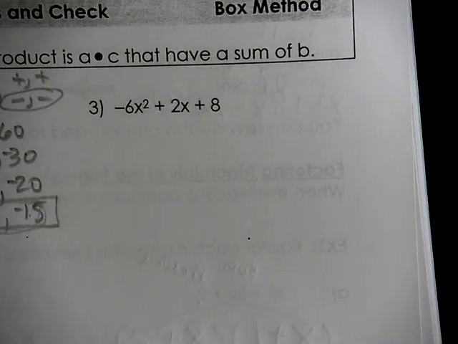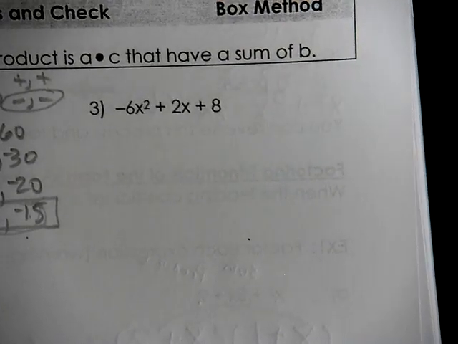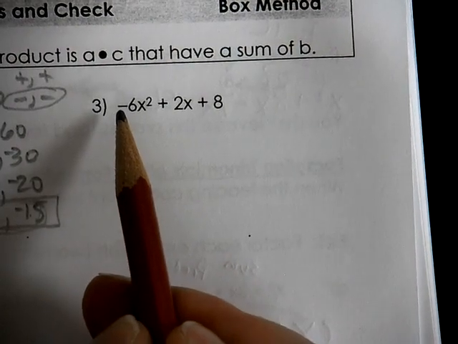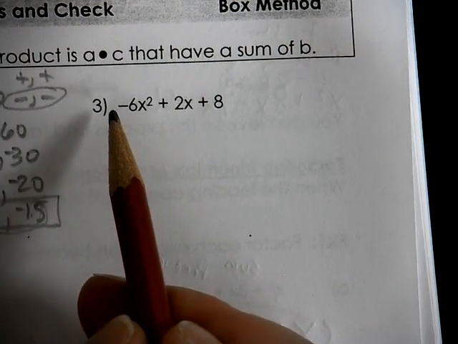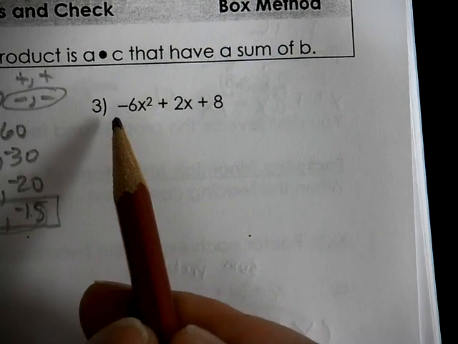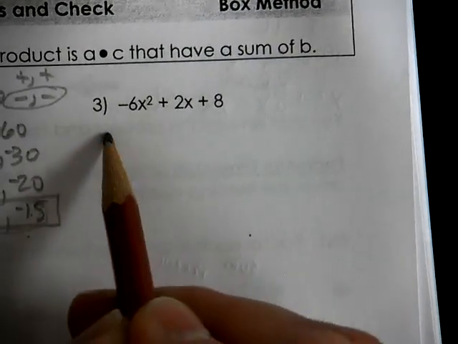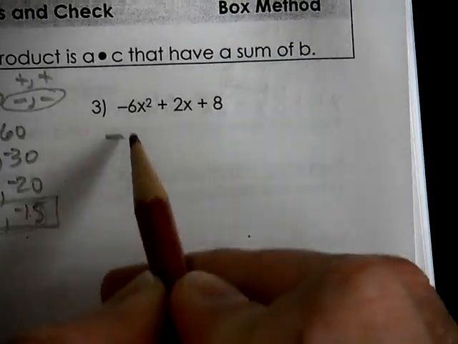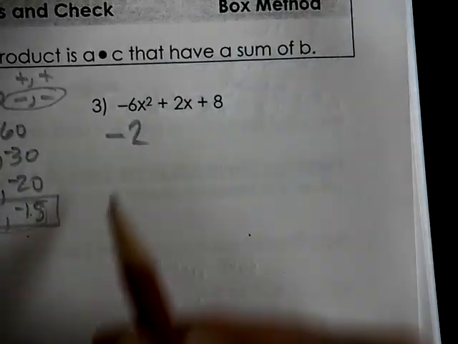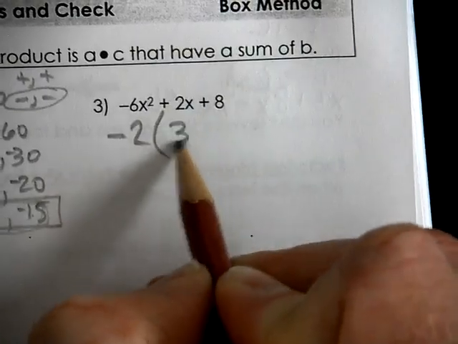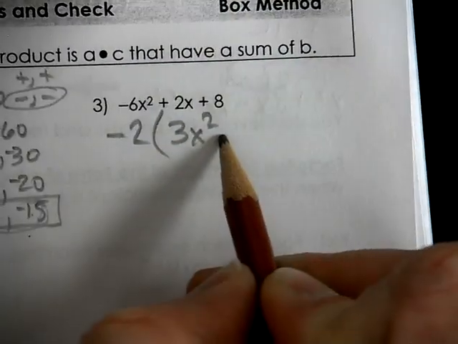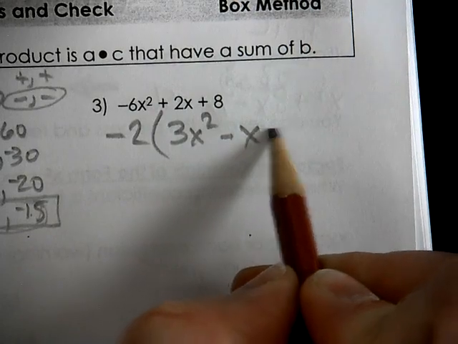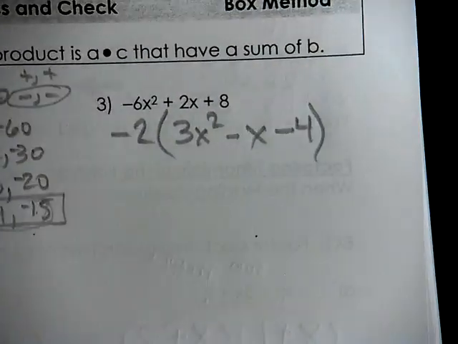All right, what do we notice with 3? It has a greatest common factor. What also catches my attention is it has a negative in front. You never want a negative with your square. So I'm going to factor that negative out. I notice that they're all even numbers, so I'm going to factor a 2 out. That's going to leave me a 3x squared, a negative x, and a negative 4.